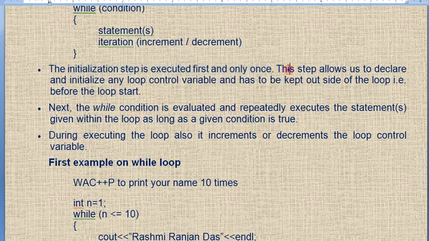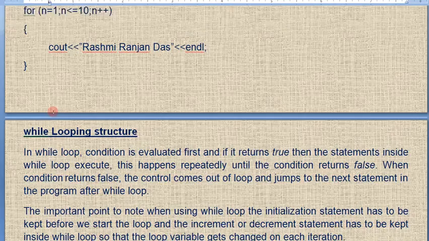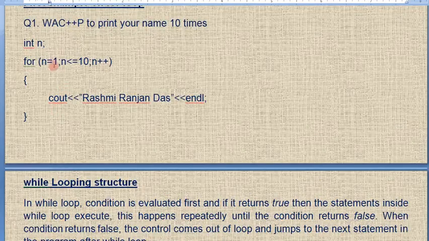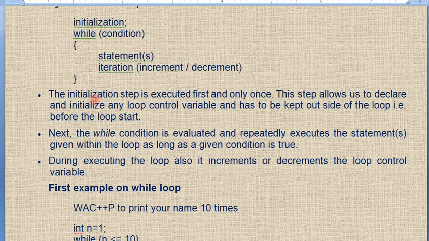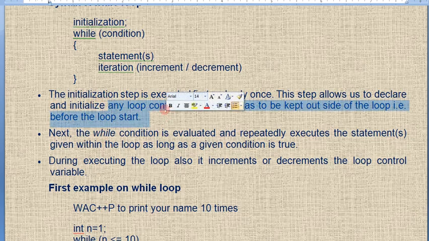Next, let's see. This step allows us to declare and initialize any loop variable. Loop control variable means what? In this for program, which is the loop control variable? N is the loop control variable because the loop is running because of this n. N is counting from where to start, where to end, and how the loop will continue. So that is the loop control variable. In the same way, while also will have a loop control variable, so only the definition is given here.